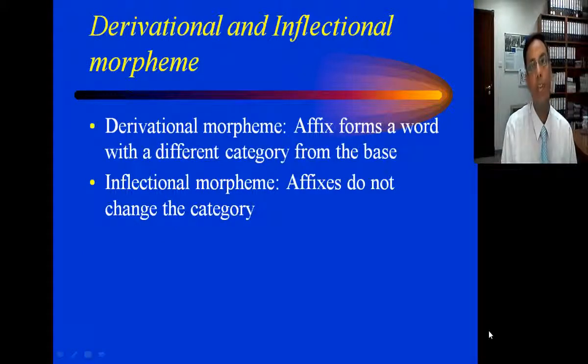First, derivational and inflectional morphemes. A derivational morpheme is an affix that forms a word with a different category from the base. Different category means category or word class: it changes from a verb to a noun, from a noun to a verb, from an adjective to a verb, and so on. In an inflectional morpheme, affixes do not change the category. So the word class does not change.